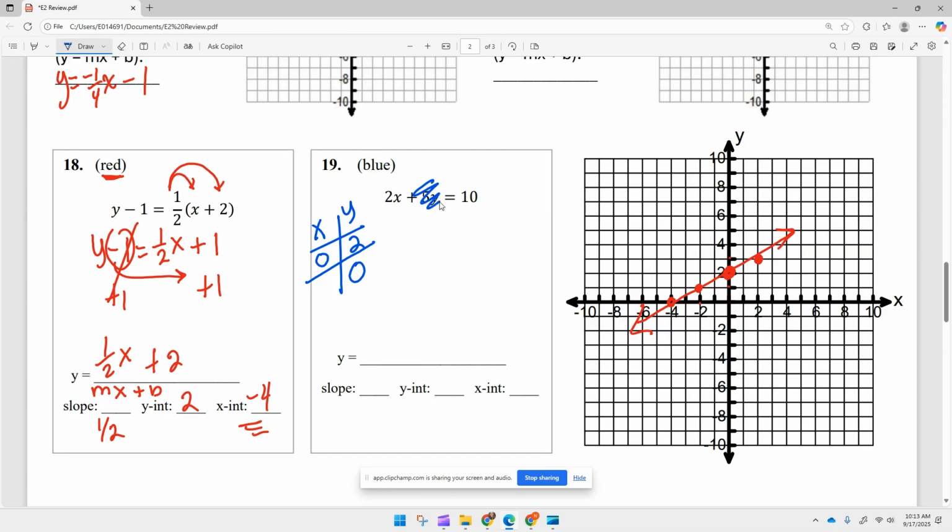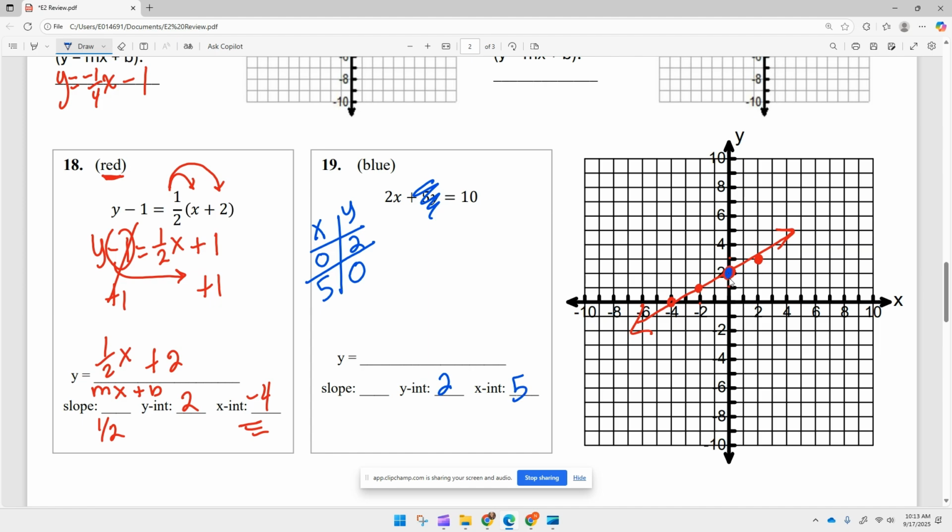When y is 0, that term with y is going to go away. So then I have 2x equals 10. That's going to be 10 divided by 2, which is going to give me 5. So now I have my y-intercept, which is going to be 2, and my x-intercept, which is going to be 5. So I'm going to go ahead and plot those points.